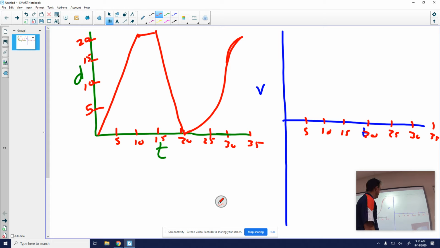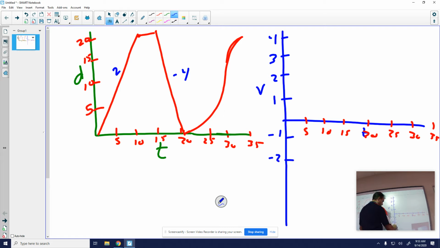Then I'm going to try to figure out what to number the velocity axis by. This is much tougher. I need to look at my slopes over here and see what these were. This was a slope of 2, up 20 over 10. This is a slope of -4. So my velocity axis needs to go up to at least +2 and down to at least -4. So we could say 1, 2, 3, 4, -1, -2, -3, -4.